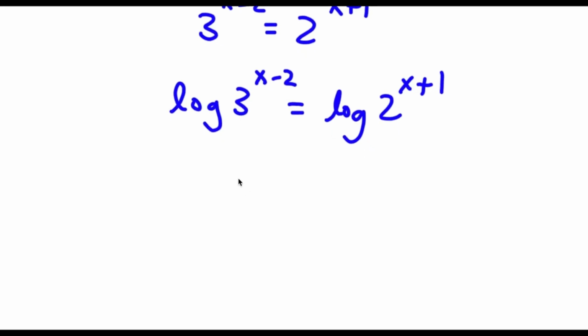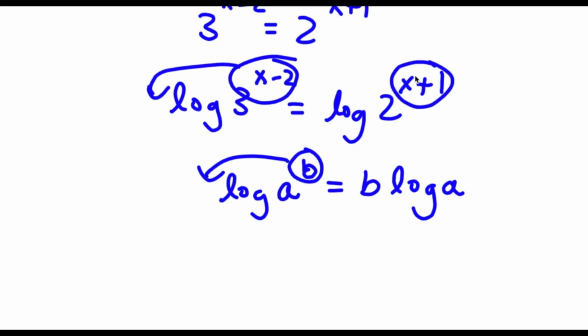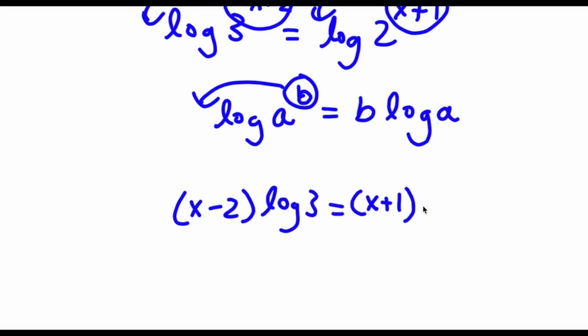Now, if I have something in the form log a to the power of b, I can simply move this exponent b to the front of the logarithm. So this is going to equal b times log a. So in this case, I can move both x minus 2 to the front as well as x plus 1 to the front. So now I have x minus 2 times log 3 is equal to x plus 1 times log 2.